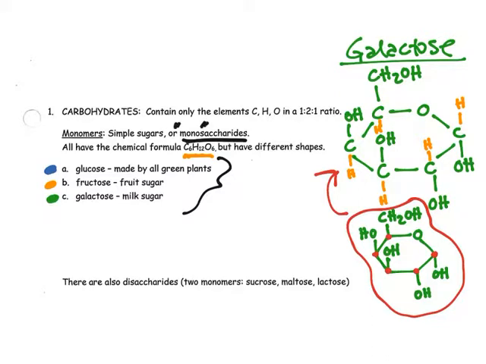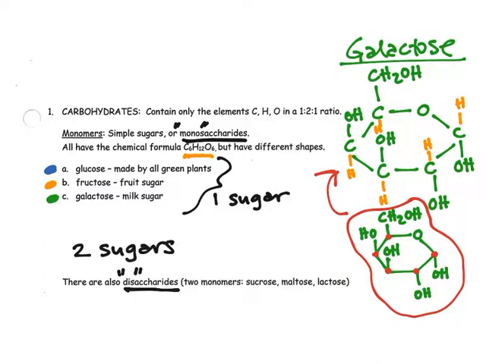Mono is our root that refers to one. So these are all one sugar. These are single sugar molecules. When these sugar molecules come together, they form our larger polymers. When these polymers are made up of two sugars or two monomers, we call them disaccharides. Disaccharides literally translates to two sugars.